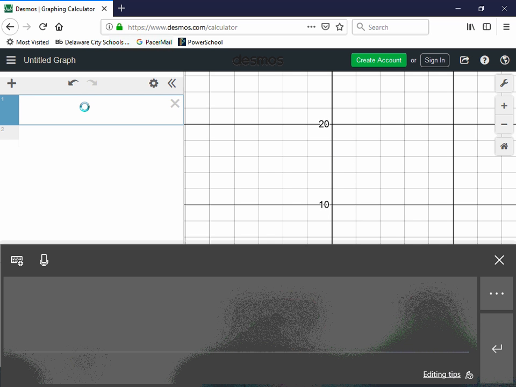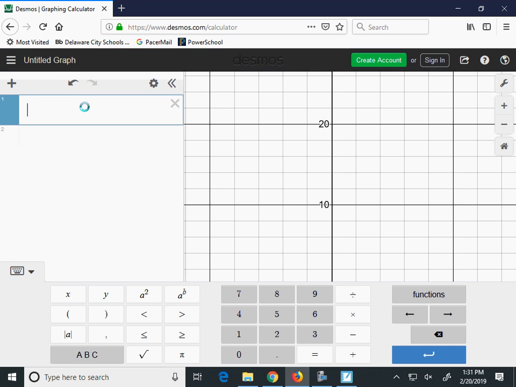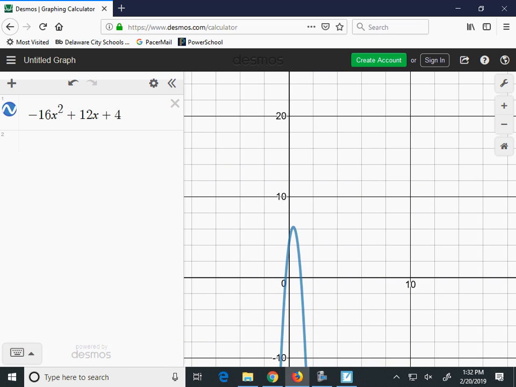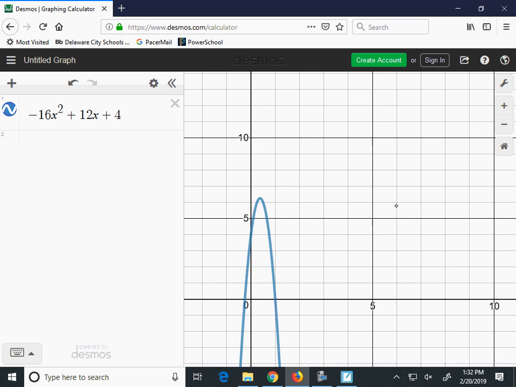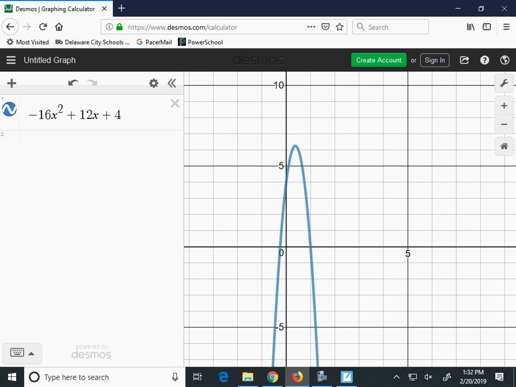So we'll start by typing in our function, negative 16. Remember, when you're using Desmos, you have to use x instead of t, plus 12x plus 4. All right, so here is our graph. I'm going to zoom in just a little bit to see it here.